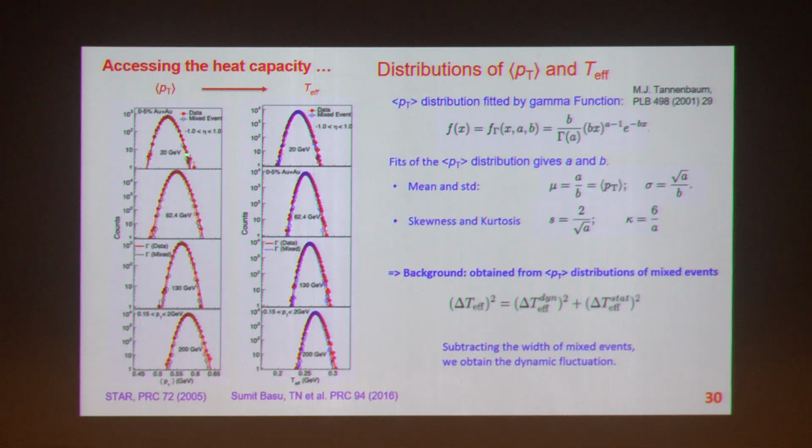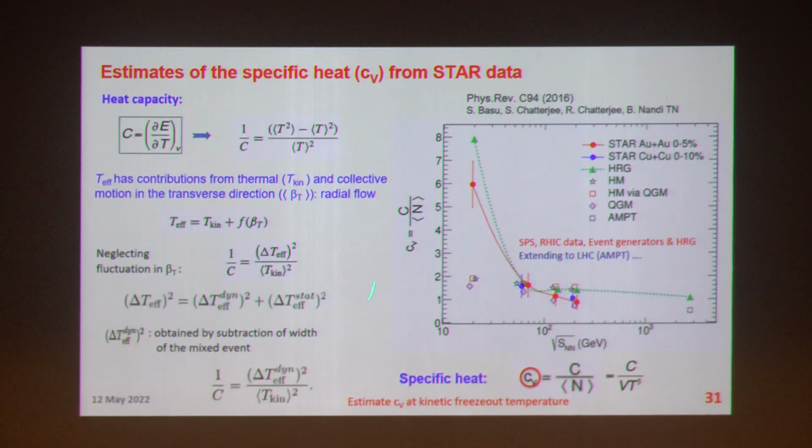Let me show you this. This is the published result from STAR, the pT distribution. We went from pT to temperature, and once I have that, I have the mean, I have the width, and we can get a specific heat. So this is what we did. There are a lot of involved formulas, and then it needs a temperature. This temperature is actually the kinetic temperature.